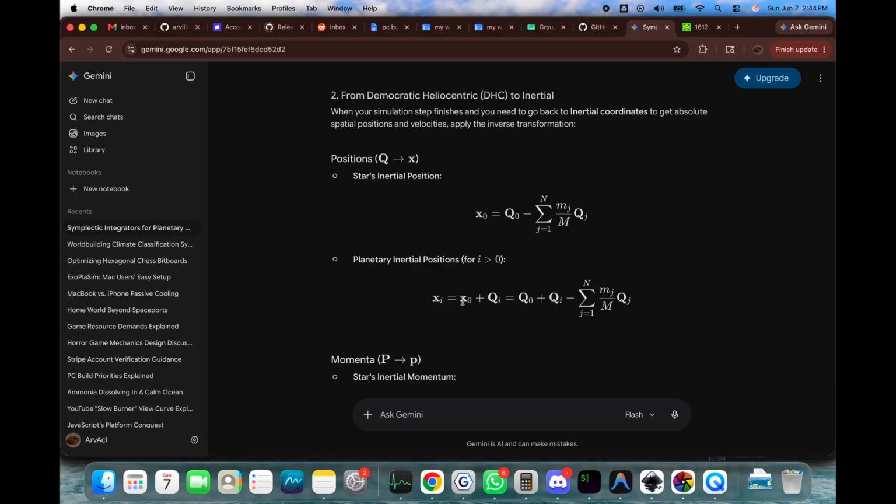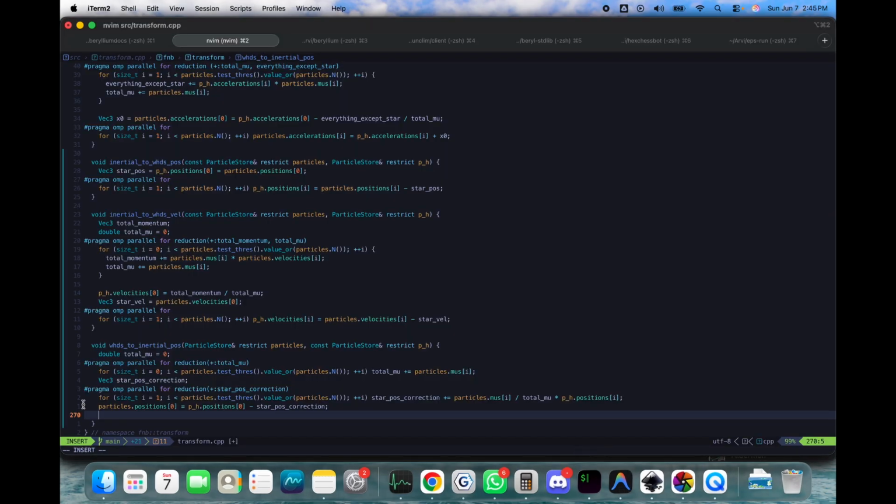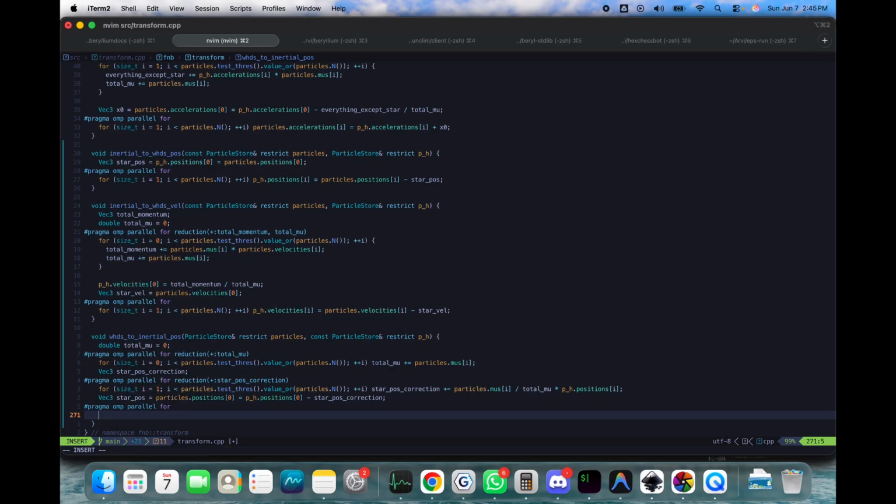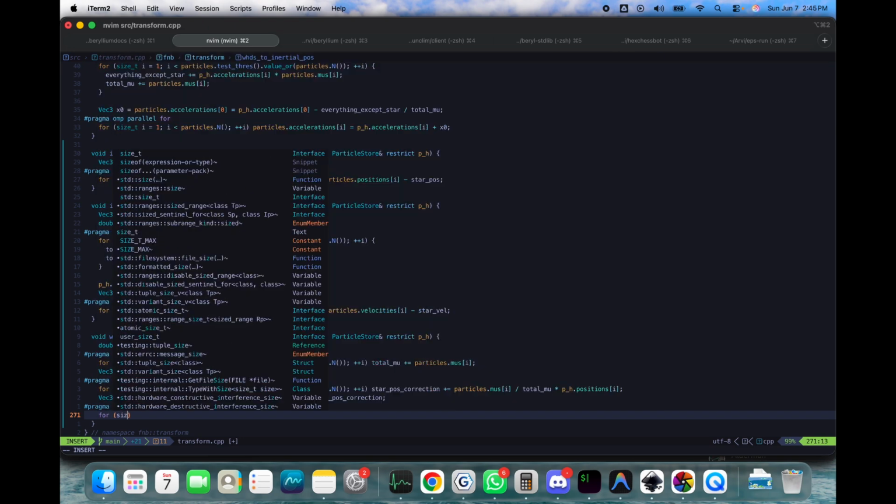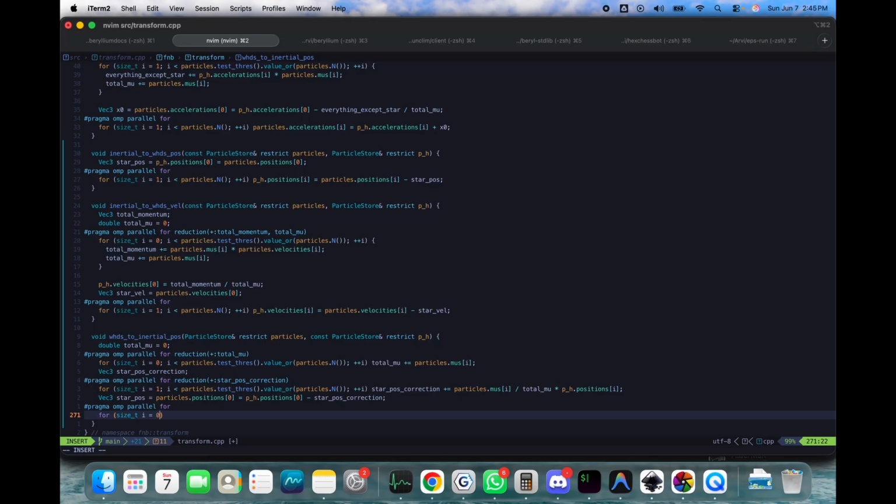Okay, xi equals x0 plus qi. Yeah, actually, I should just do vec3 star pos equals this. And now pragma omp parallel for, size_t I equals 1.